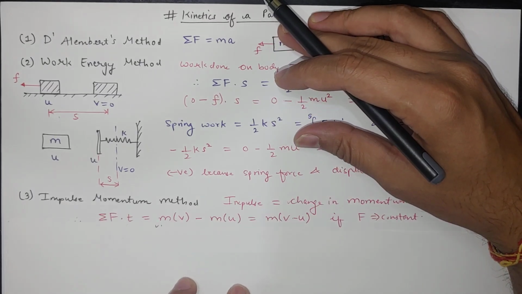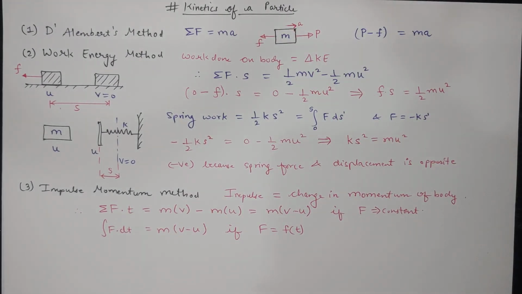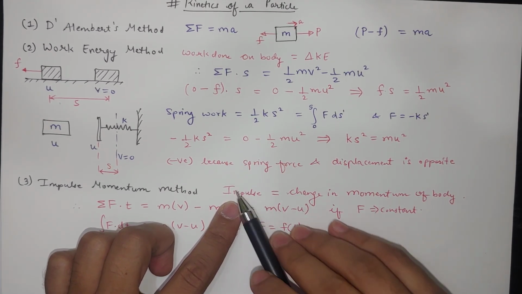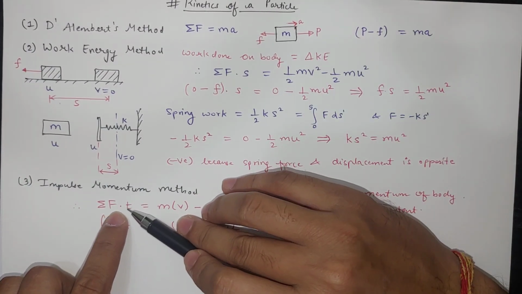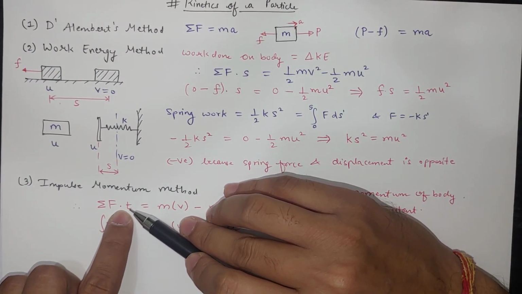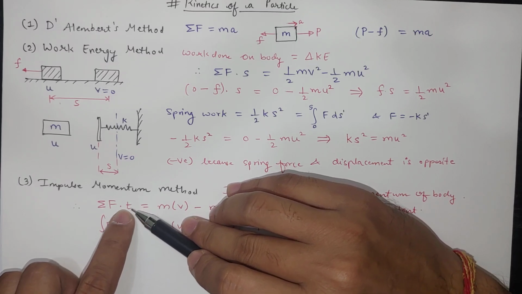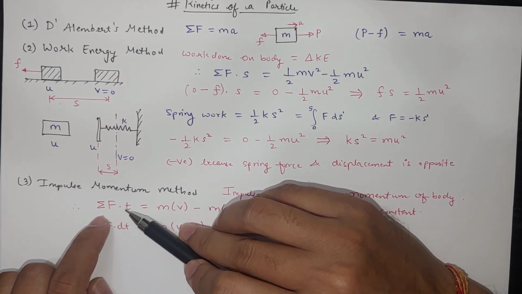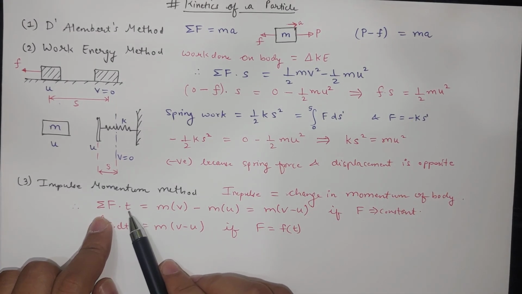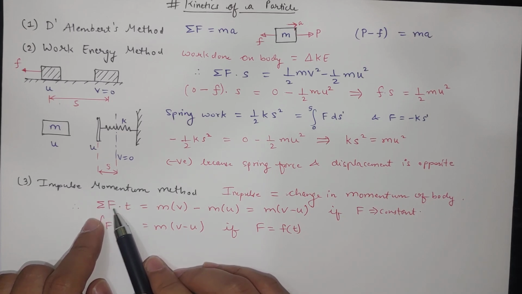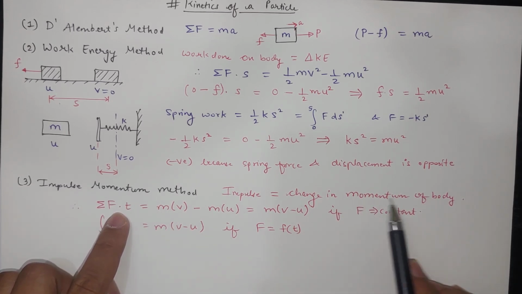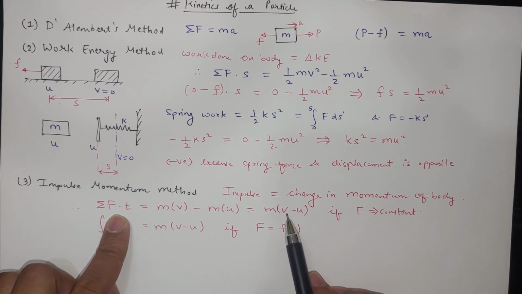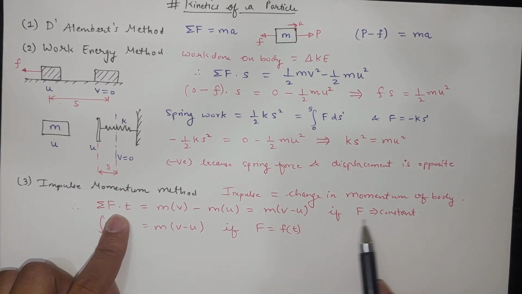The third method is the impulse momentum method, where impulse is equal to the change in momentum of a body. Impulse is the summation of F dot t, where t is the time of collision or impact. If we hit a ball with a bat, there is a momentary force transfer for a particular time t. So impulse is for a short duration t during which forces act on the body. Summation of F dot t will be equal to the change in momentum of the body, which is final momentum mv minus initial momentum mu. So m common, v minus u, and this equation is used if F is constant.